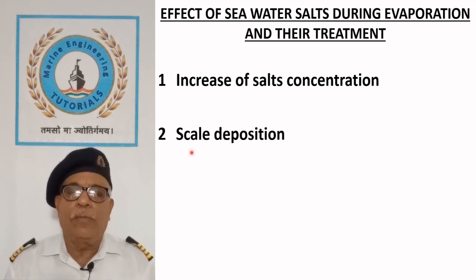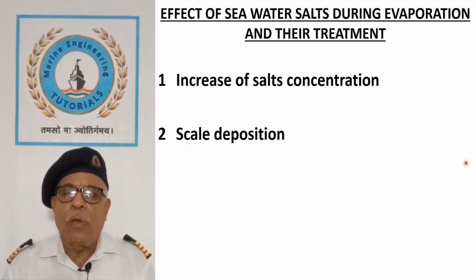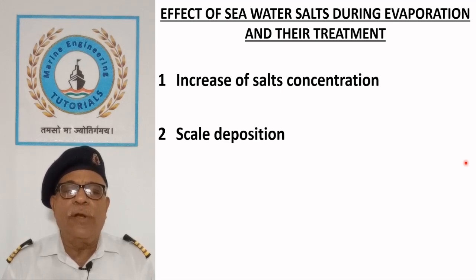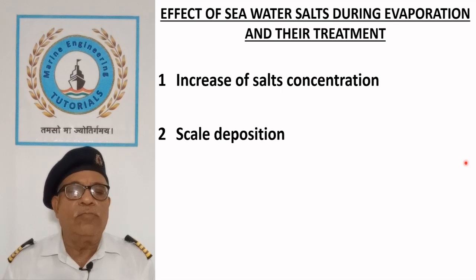Scale deposition. High concentration of salts tend to deposit scale on the evaporator surface, which reduces the heat transfer greatly, resulting in lowering the output of freshwater generator. Deposition of scale is more pronounced when condensation temperature or corresponding shell temperature is high.